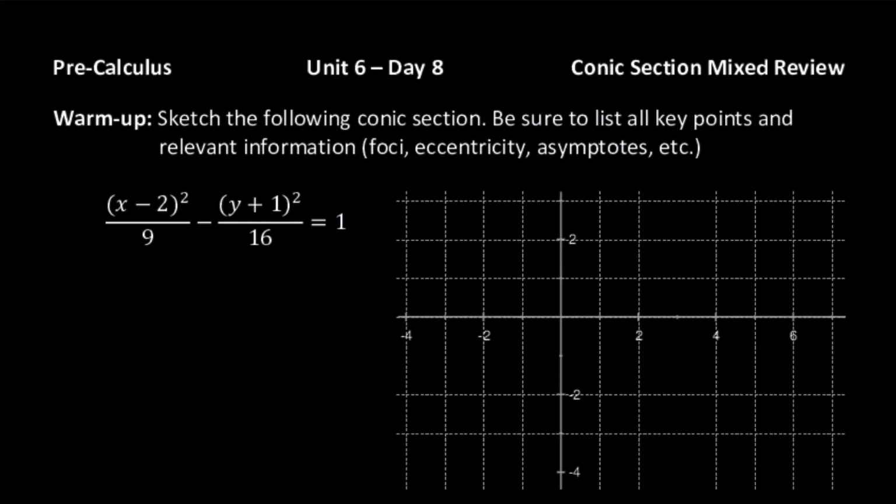Day 8, conic section, mixed review. Sketch the following conic section. Be sure to list all key points and relevant information. So again, it doesn't tell you what type of conic section it is. It just says all relevant information. So you just need to know what the expectation is. It just gives you an example here. So center, vertices, x-pole, y-pole, foci, asymptotes if it's a hyperbola.